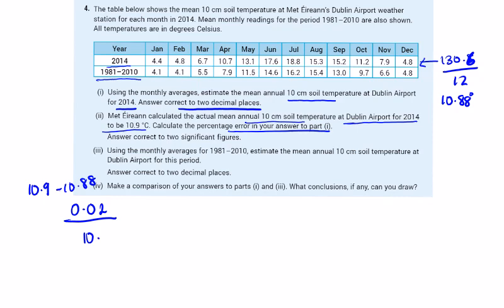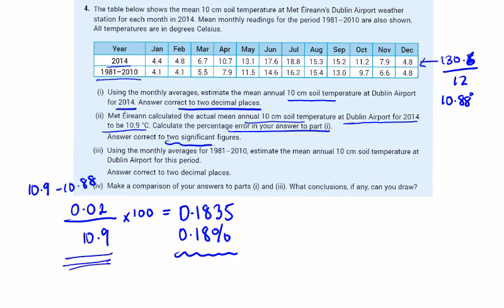So 0.02 divided by 10.9, it's a very small number, times 100 is going to be 18.35%. No, it's not. It's actually 0.1835. Are we asked for two significant figures? 0.18, and that's 0.18 of 1%, not 0.18%. Tiny percentage here, 0.02 out of 10.9.